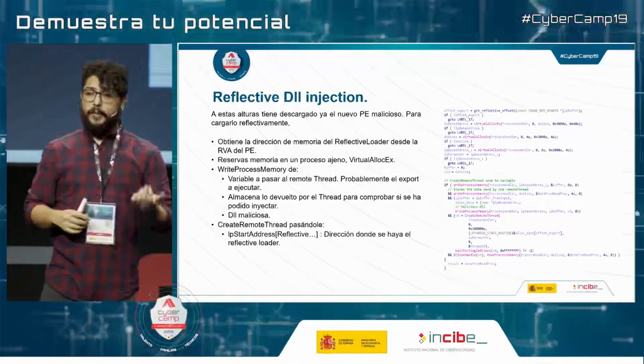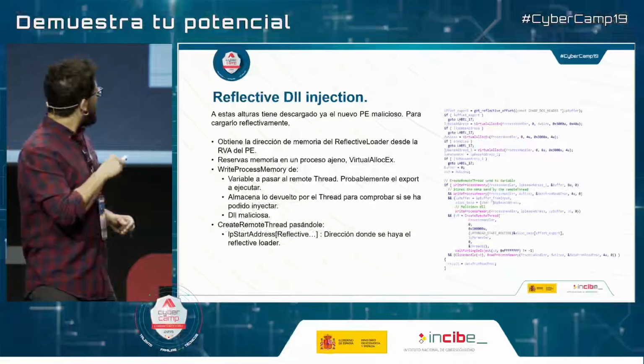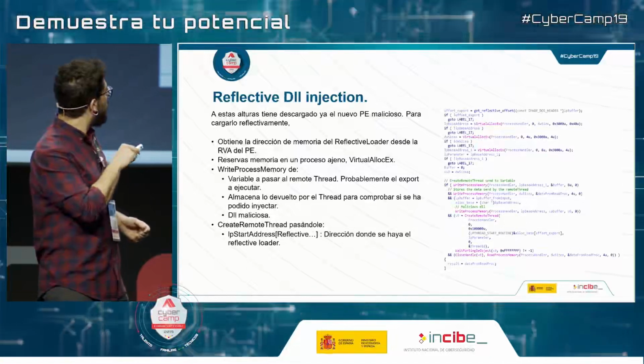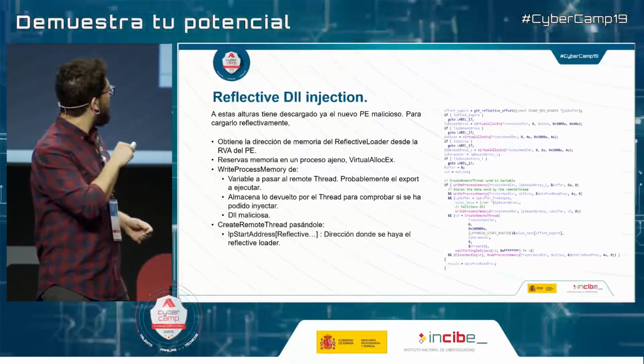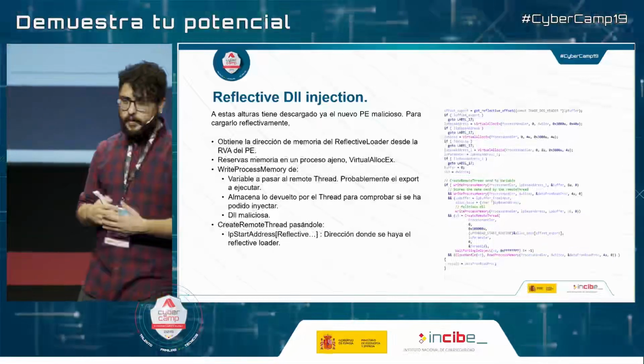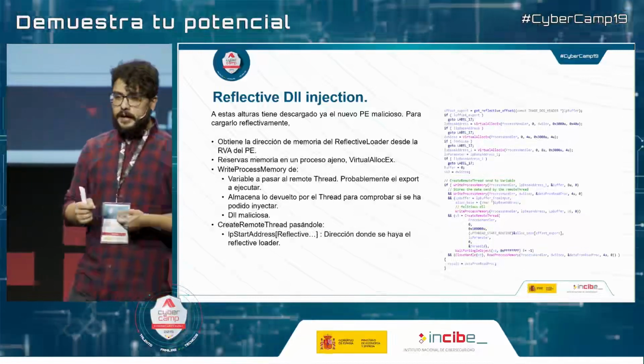So the reflective loader is obtained through RVA. Then it allocates memory in foreign processes with VirtualAllocEx and starts writing with WriteProcessMemory. What is it going to try to write? It's going to send a variable to a remote thread.